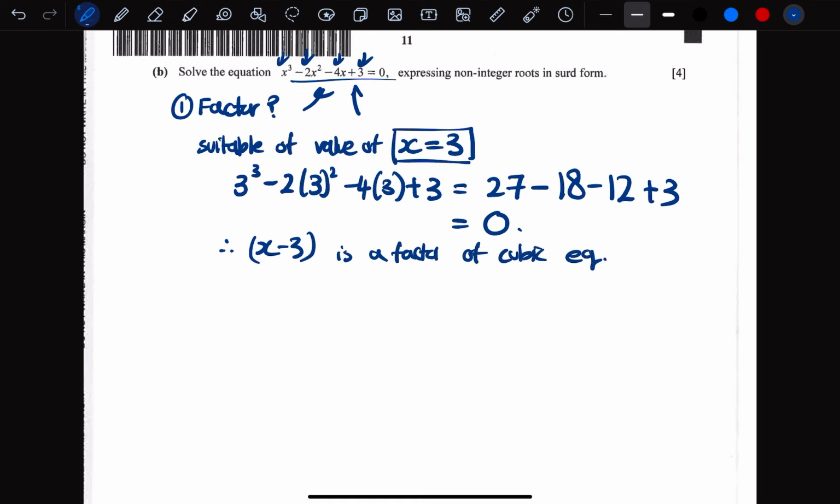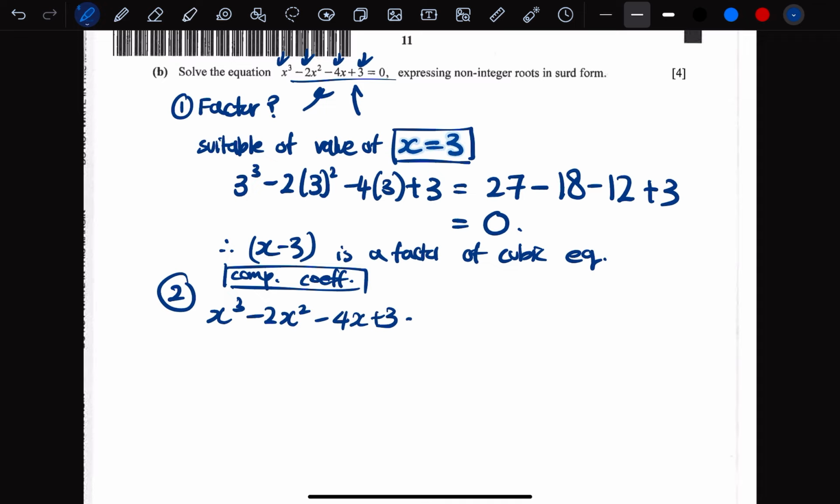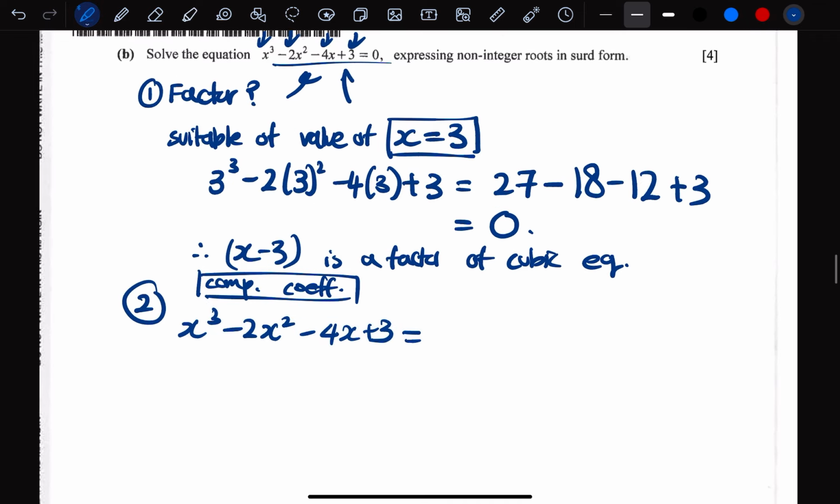And once we have established this, we would then use our comparing coefficients method, right? Of which our left-hand side would just be our cubic equation. So this is our comparing coefficients. And this method is very, very useful. Make sure you know it, familiarize yourself with it, because you use it in other topics like binomial as well. Okay, so we're comparing coefficients.